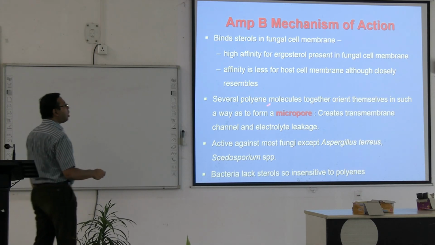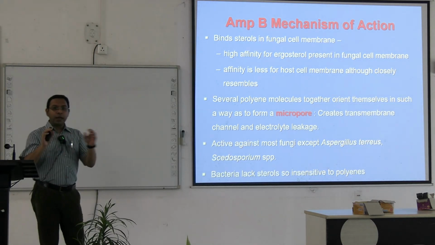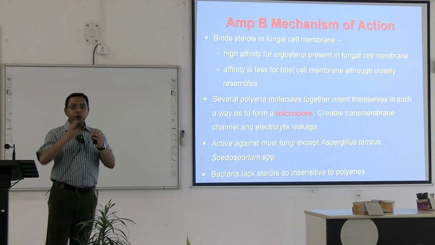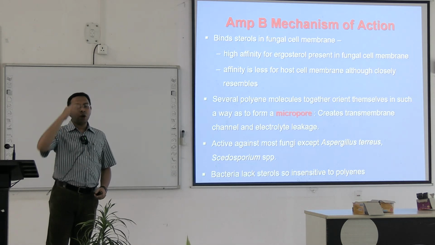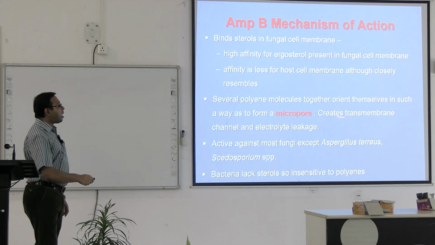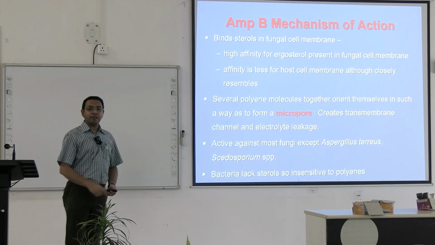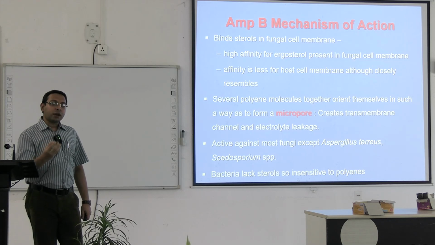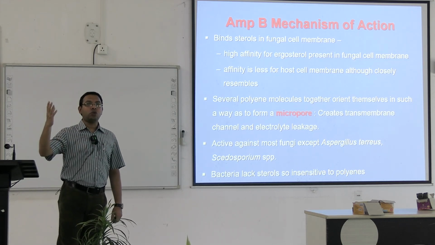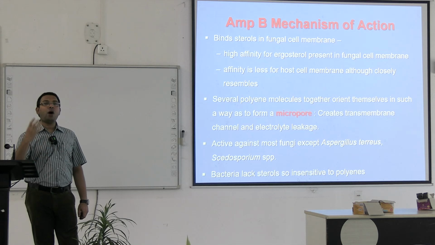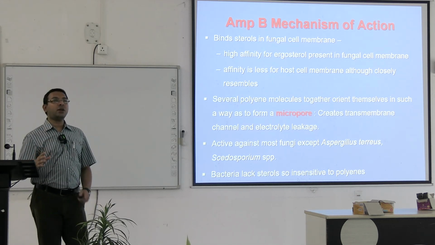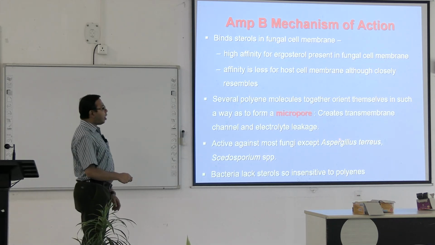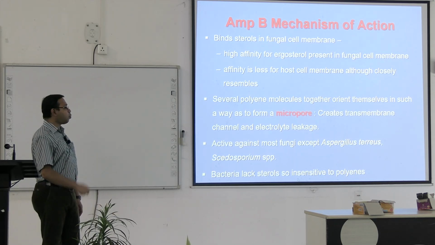What happens? Several polyene molecules, when this polyene Amphotericin B is given, orient themselves in such a way to form a micropore. This micropore is formed within the cell membrane, and that creates a transmembrane channel and electrolyte leakage. When this micropore formation happens within the fungal cell membrane, mainly potassium and some other electrolytes leak out. So permeability is increased and the electrolytes necessary for the survival of the fungus leak out. They are active against most fungi except Aspergillus and Scedosporium species.